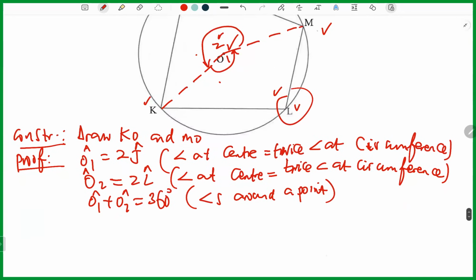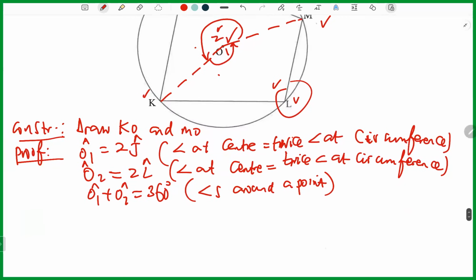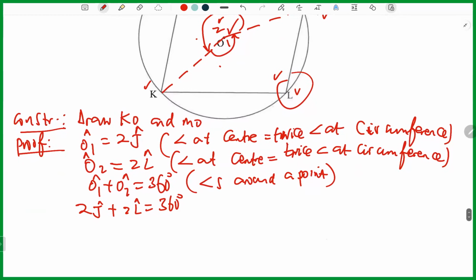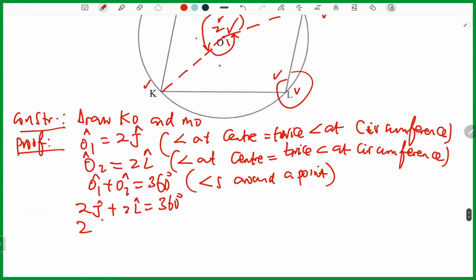And now this means that angle O1 we can substitute here. In the place of angle O1, we know it's twice J. O2 is twice L, and this is 360 degrees. We can factor out 2 here, and then have angle J plus angle L is actually equal to 360 degrees. Right, so that's what we get.